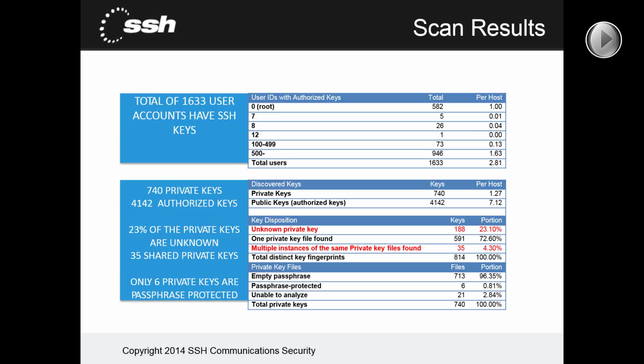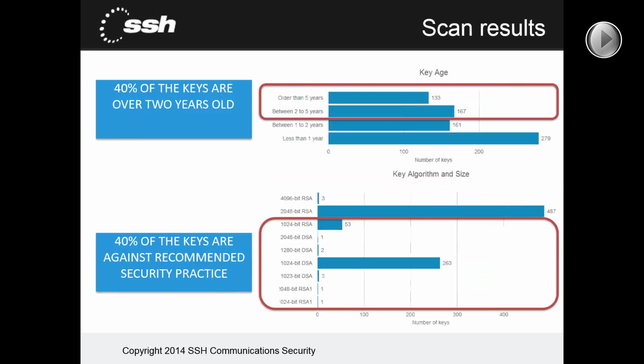And 6 private keys were passphrase protected. For those that may not know, when you passphrase protect a private key, that means that you have to put in a PIN or a password, well, a passphrase essentially, in order to unlock that private key for usage. And the fact that only 6 of those were protected in that way is a little bit scary. It's something to consider in protecting those keys down the road.